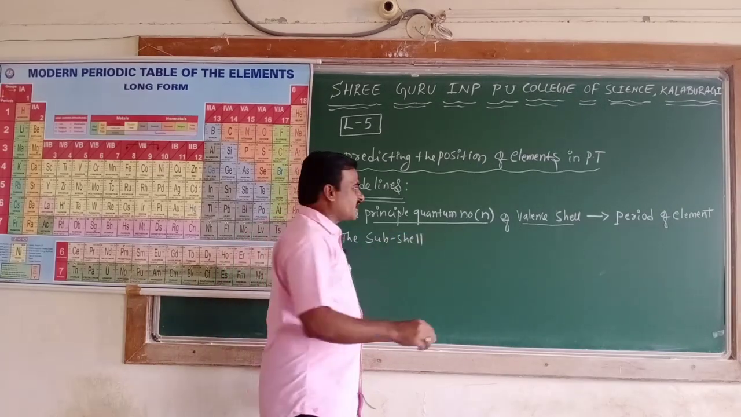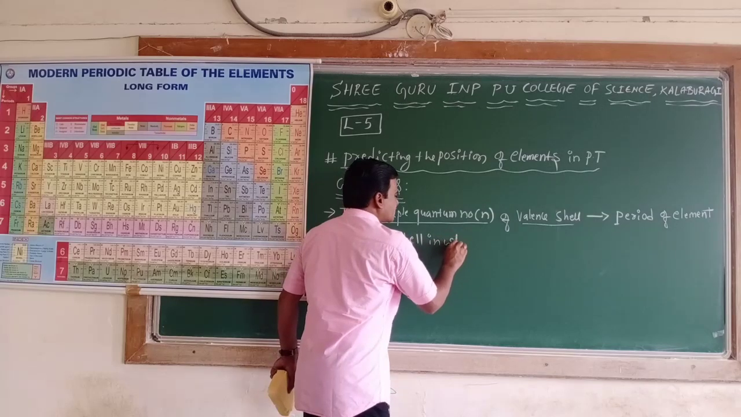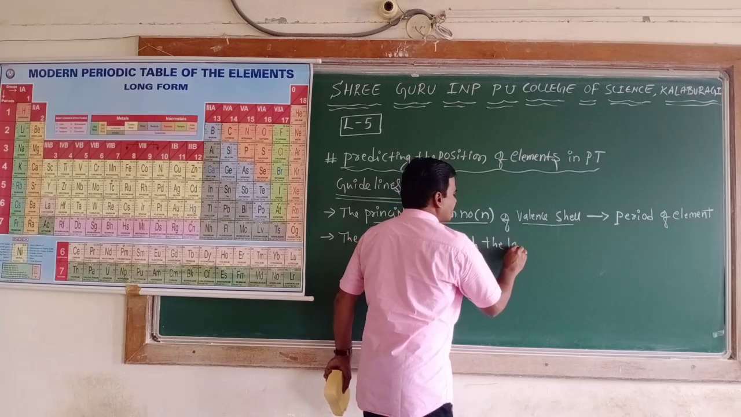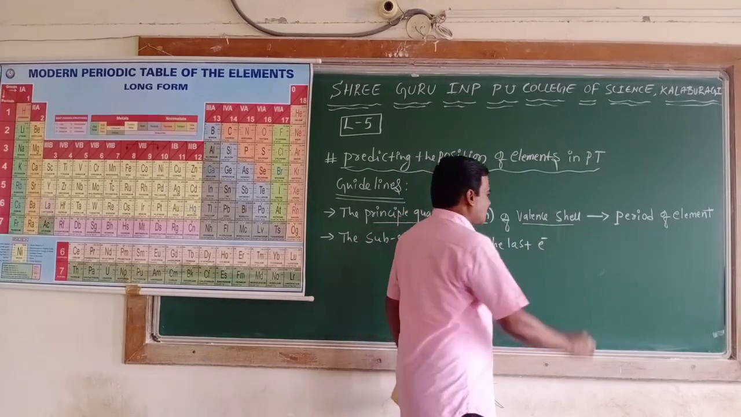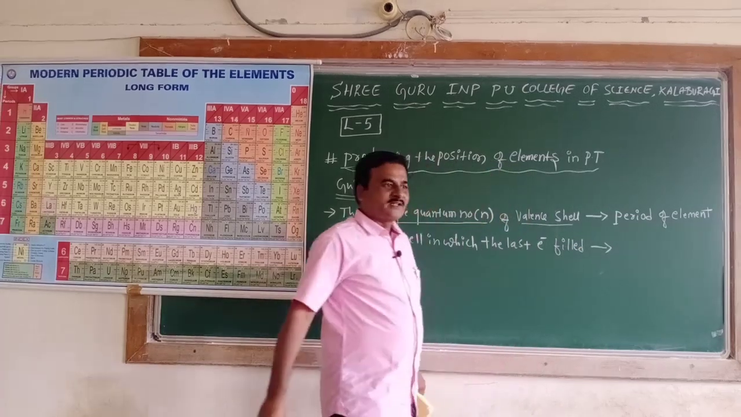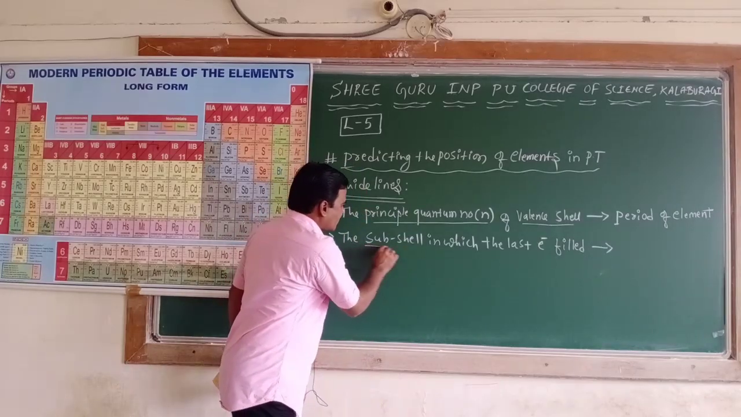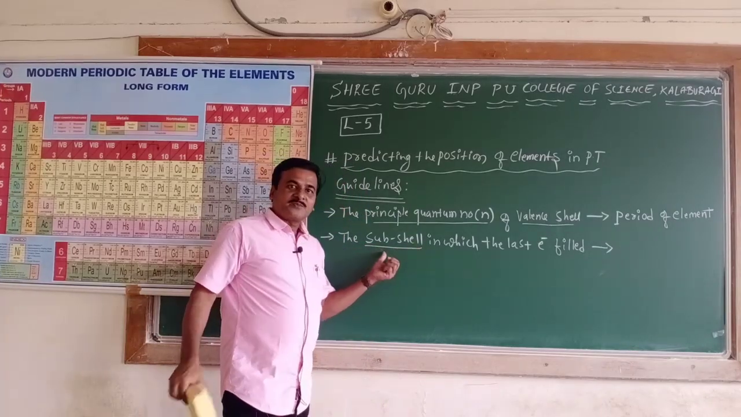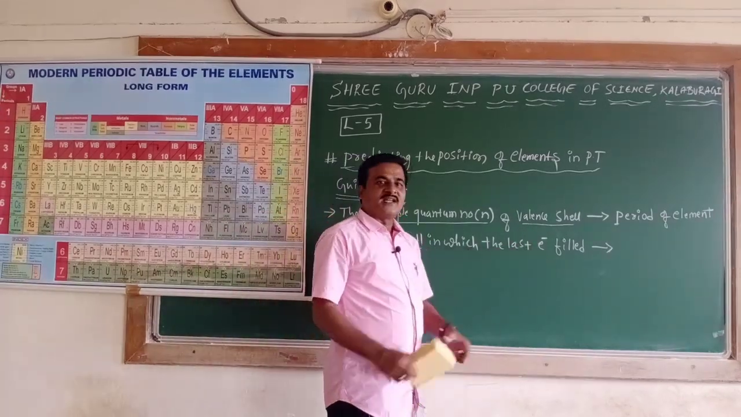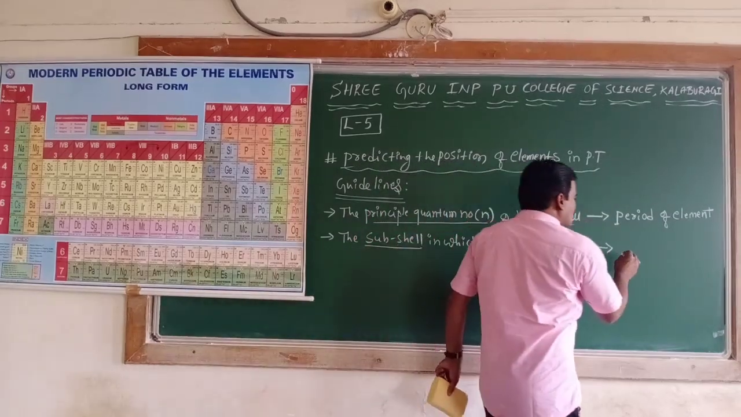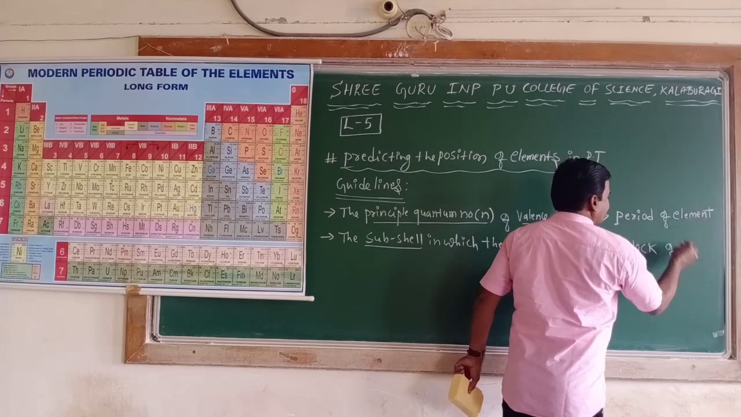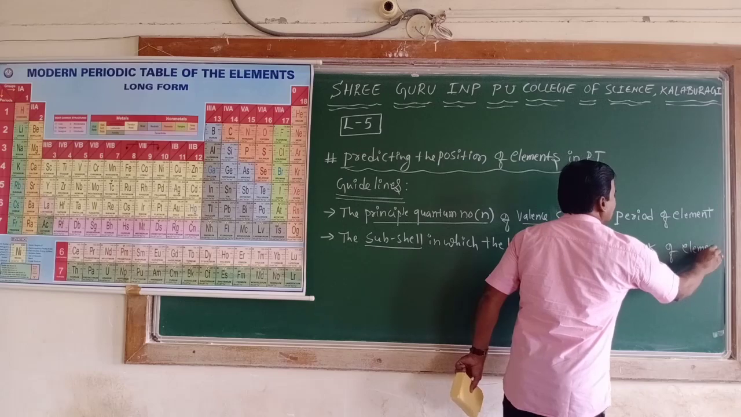And the second guideline is the subshell in which the last electron is filled. The subshell in which the last electron is filled, whether it is an S subshell, P subshell, D subshell or F subshell, corresponds to the block of an element. That represents the block of an element.